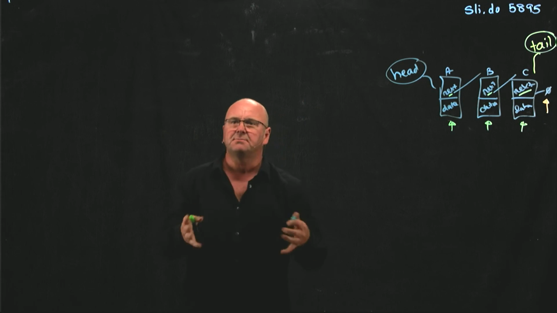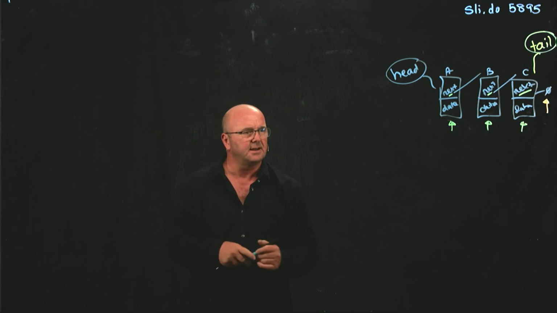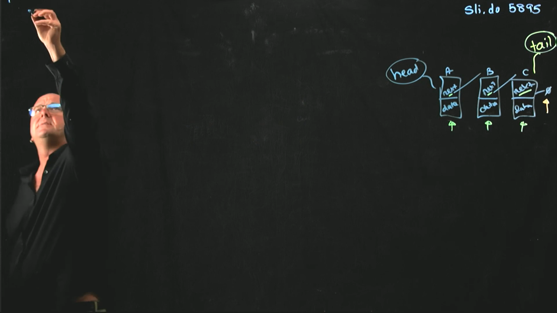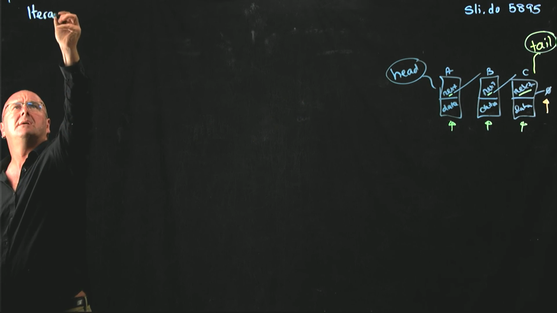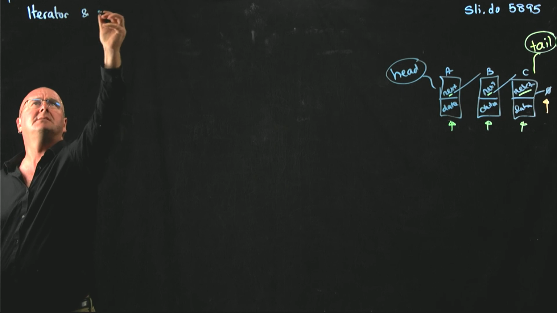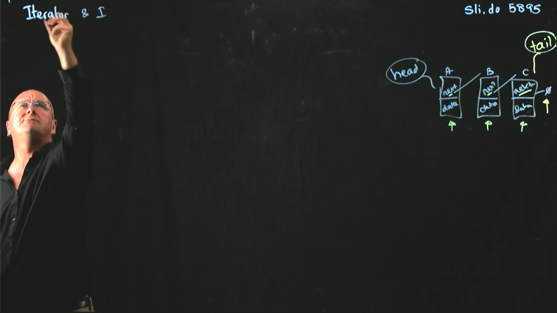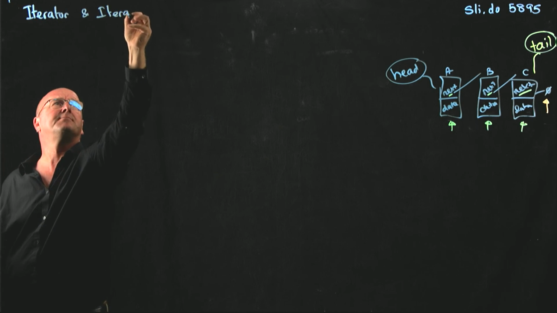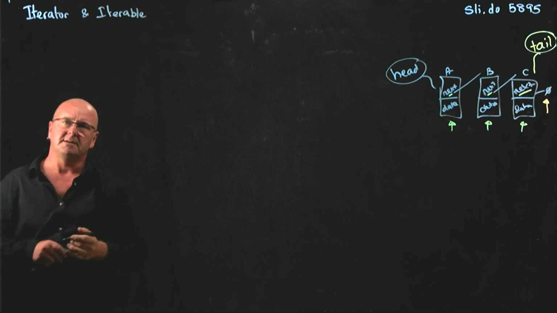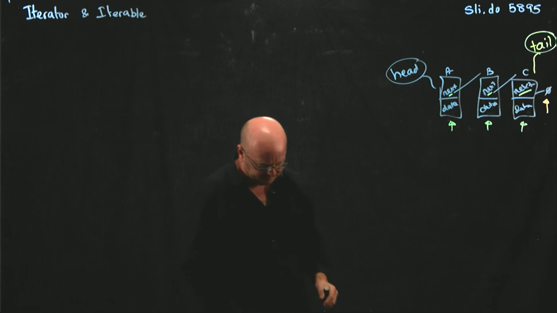So the last major piece of code that we need to complete our linked list is our iterator. And we're going to see two different interfaces, iterator and iterable.